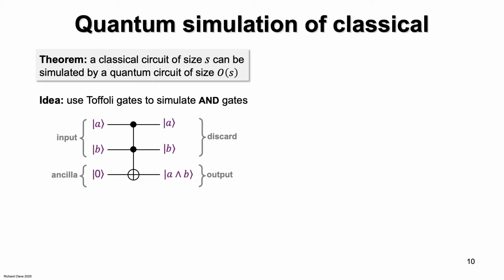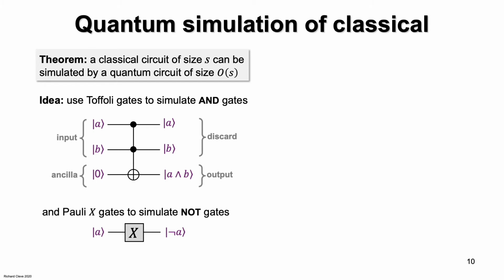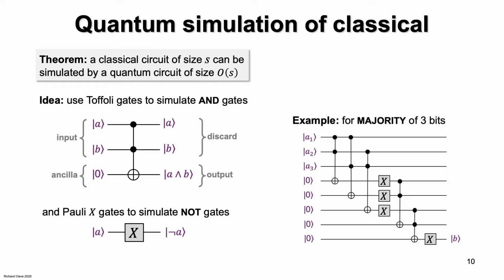And as mentioned earlier, the Pauli X gate effectively performs the NOT operation. Remember that circuit for computing the majority of 3 bits that we saw earlier? Here's a quantum circuit that simulates it using Toffoli gates for AND and X gates for NOT. The output of the circuit is the last qubit.